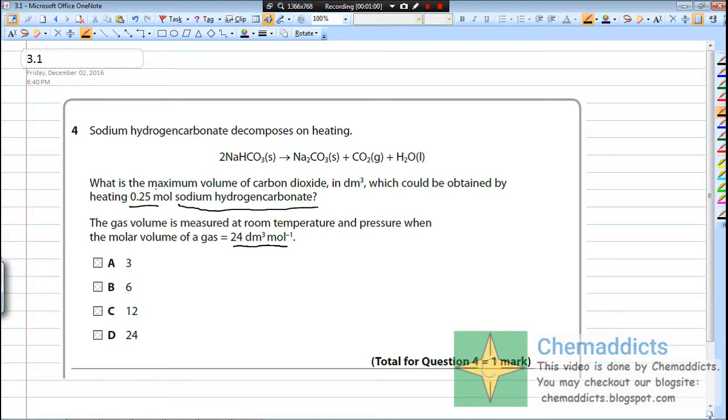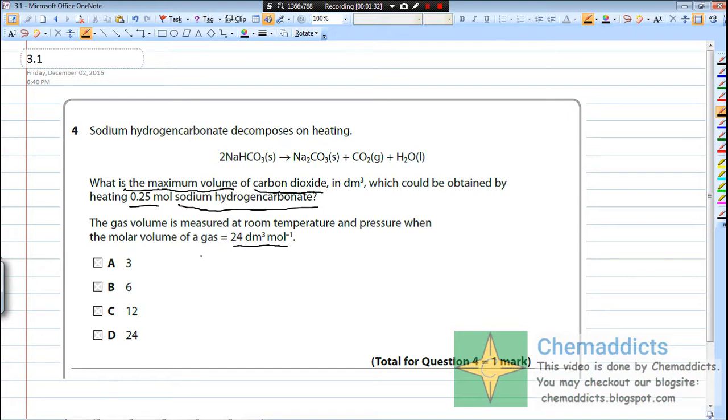Using these pieces of information that are given in this question, we will find the maximum volume of carbon dioxide formed. Okay, as simple as that. So here is the formula.